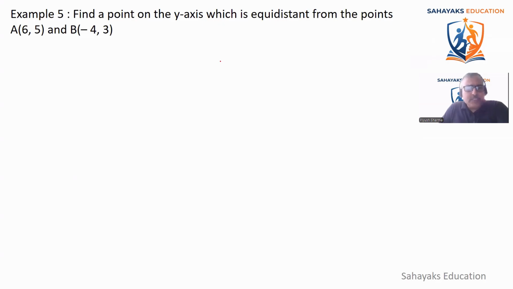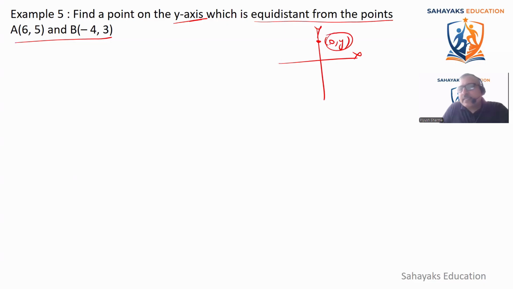Okay, so coming to this question, where it says find a point on the y-axis which is equidistant from the points this and this. So the point on the y-axis, when we're talking about anything which is on y-axis, this is x-axis and this is y-axis, you can see that the value of x will be 0. So it will be 0 comma y. So this will be the point on y-axis. Please remember that the value of x will be 0 on y-axis.